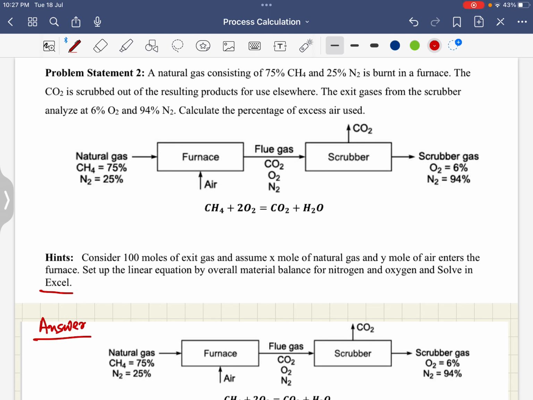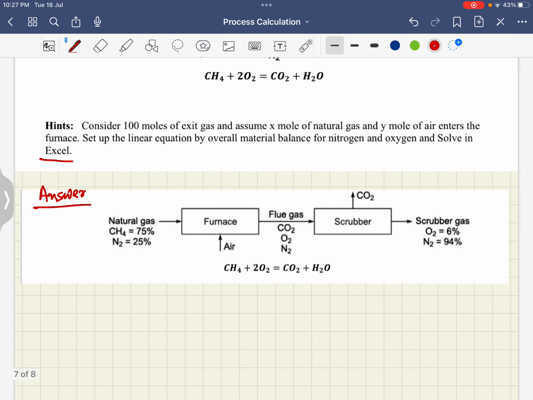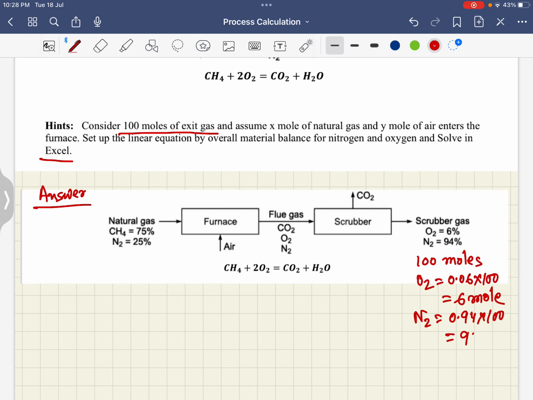Now I'm just copying the flow sheet. In that flow sheet, natural gas is coming to the furnace. Now here the hint says 100 moles of exit gas, so the scrubber gas is 100 moles. In that 100 moles, oxygen is how much? 0.06 into 100, so that is 6 moles. Nitrogen is 94%, so 0.94 into 100, that is 94 moles.